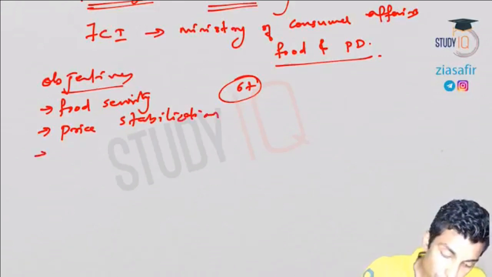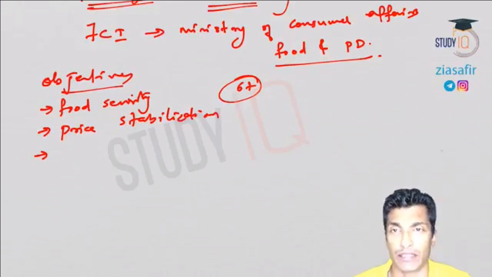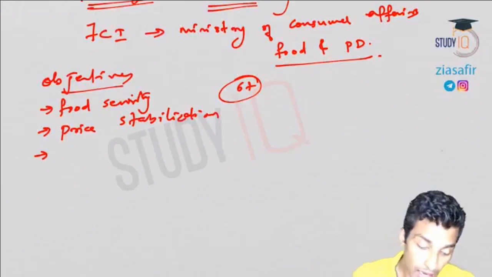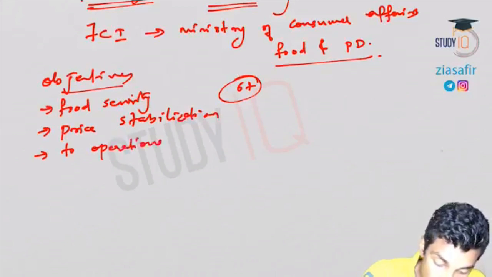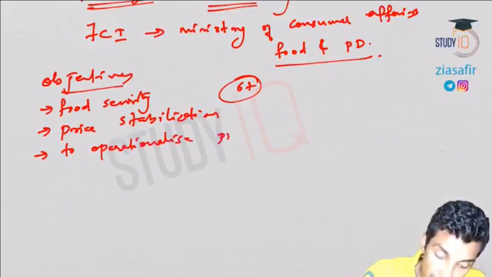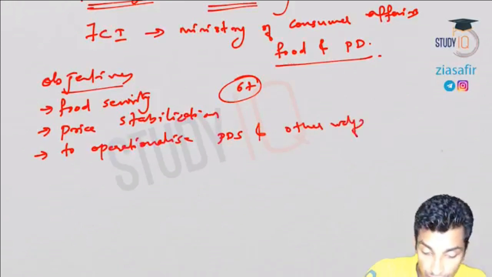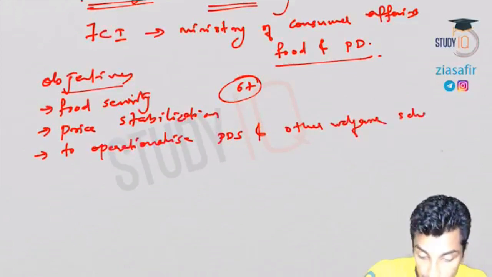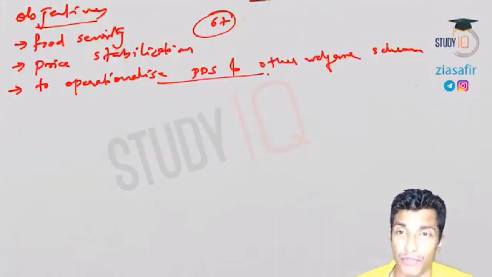And also to operationalize PDS, the public distribution system, and other welfare schemes like the Food Security Act, etc. Okay, now we will also be talking about the buffer stock norms.